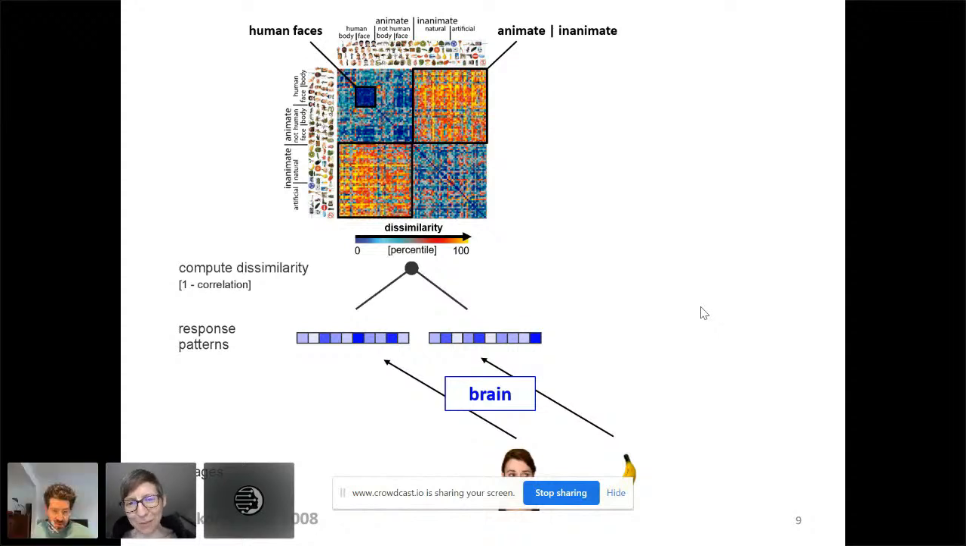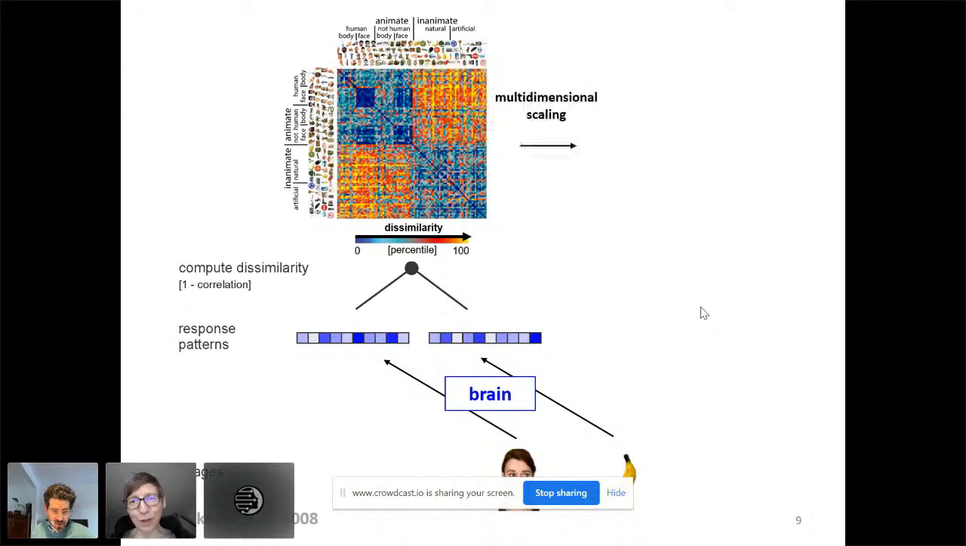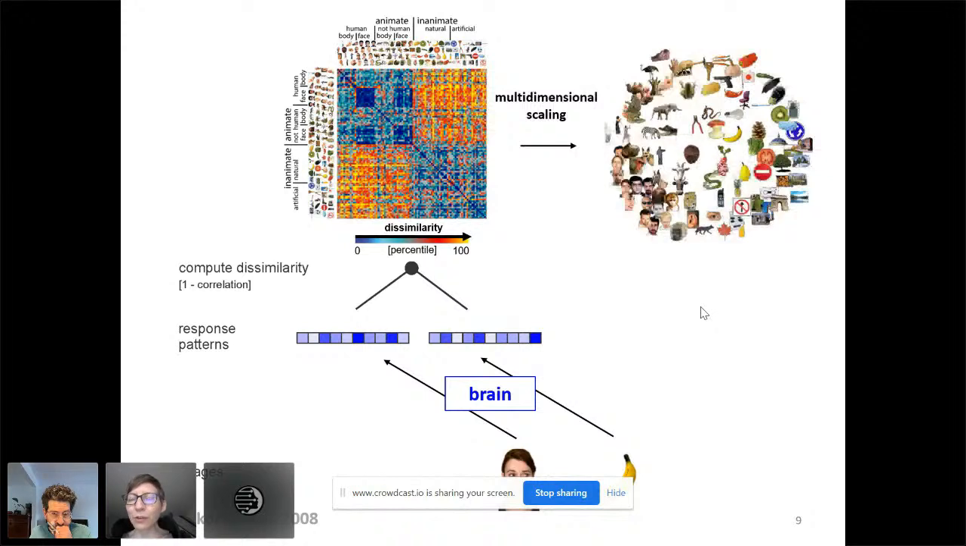Now we can show the same information using multidimensional scaling in a lower dimensional embedding space. So here, the distances between the images reflect the dissimilarity in their response patterns. And that means that images that are placed further apart elicited dissimilar response patterns. And this is a different way of visualizing the data with the least possible distortion.